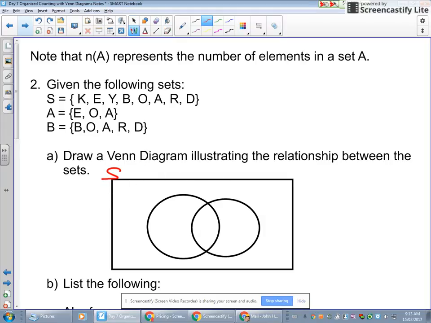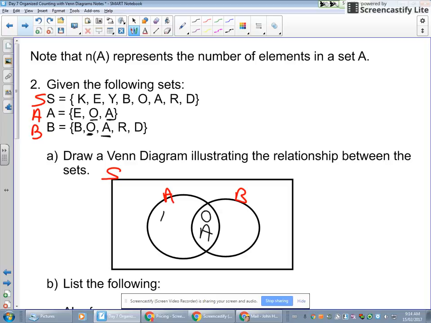S, A, and B. I don't want to get confused between the subset A and the letter A that is inside of the subset. Okay, so my sets and subsets are being marked in red. Inside of set A, we've got E, O, and A. And I can see that O and A are common to both. So I'm going to put my O and A at the intersection.